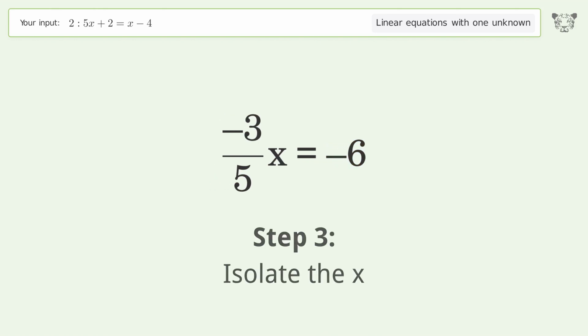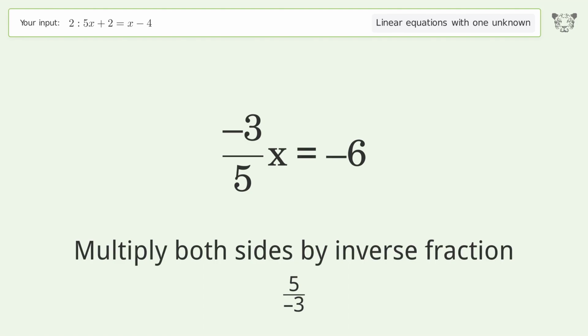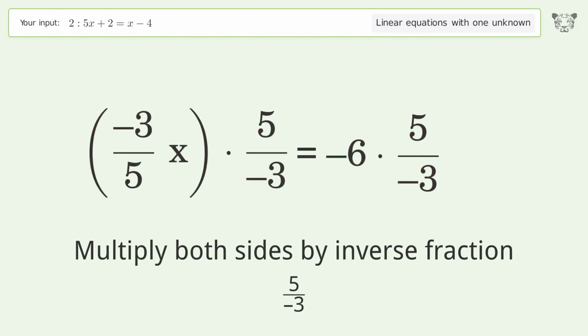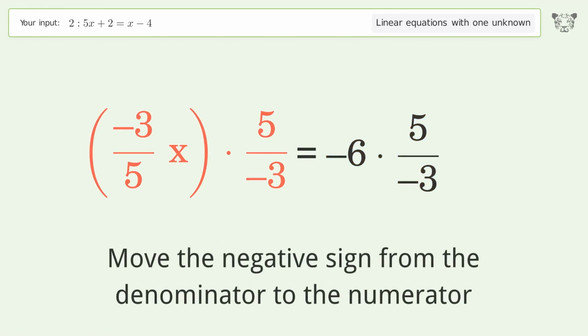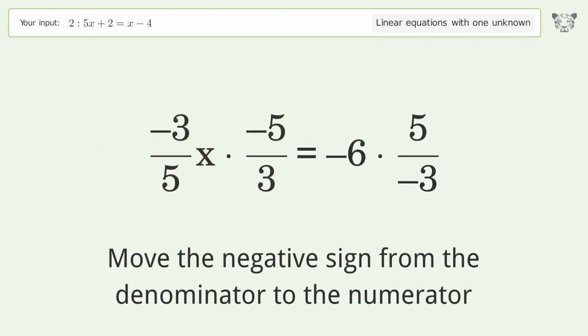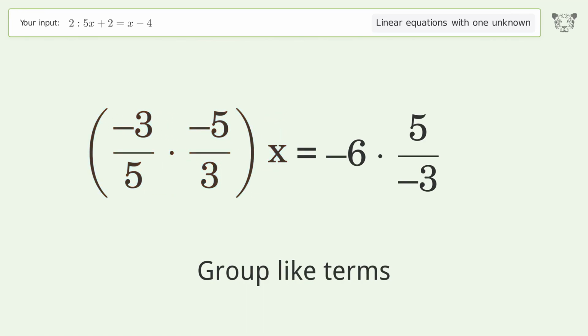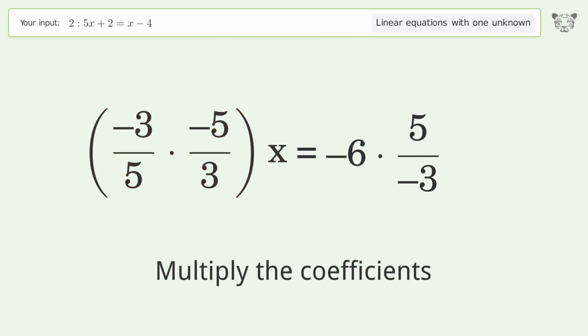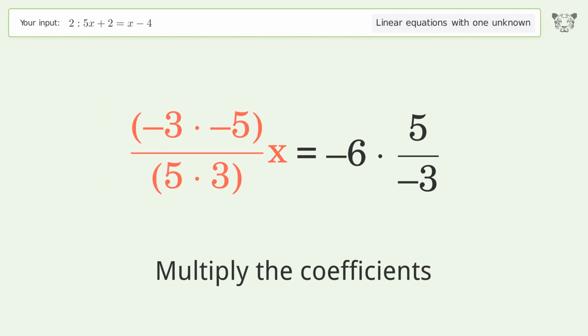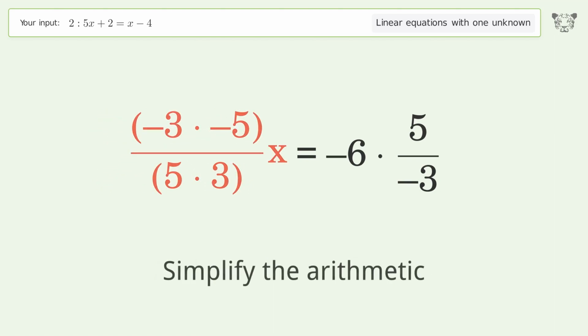Isolate the x. Multiply both sides by inverse fraction 5 over -3. Move the negative sign from the denominator to the numerator. Group like terms. Multiply the coefficients. Simplify the arithmetic.